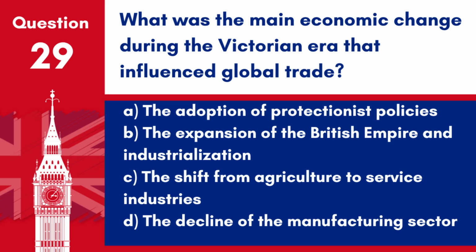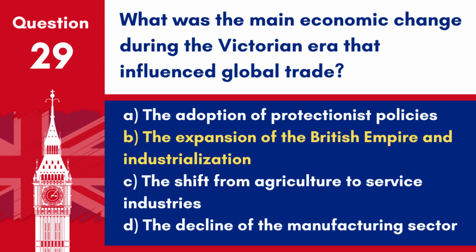Question 29. What was the main economic change during the Victorian era that influenced global trade? A. The adoption of protectionist policies. B. The expansion of the British Empire and industrialisation. C. The shift from agriculture to service industries. D. The decline of the manufacturing sector.